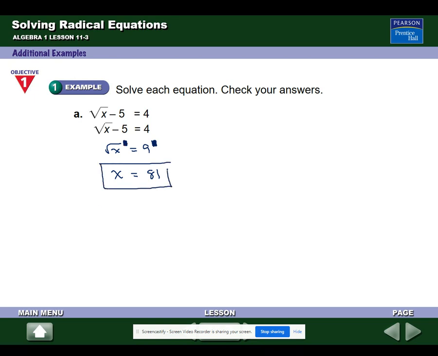So I believe that 81 is the answer because the square root of 81 minus 5 equals 4. I'm kind of wondering if that's true. And 9 minus 5 is 4. It checks. I know that 81 is the answer.